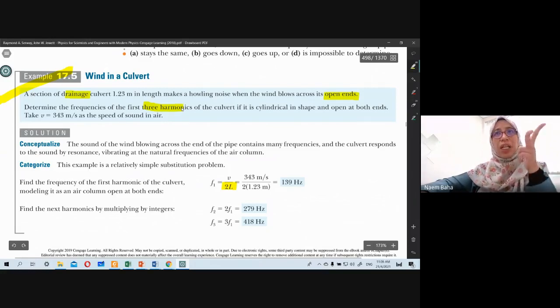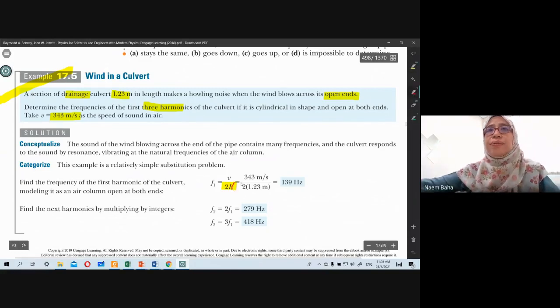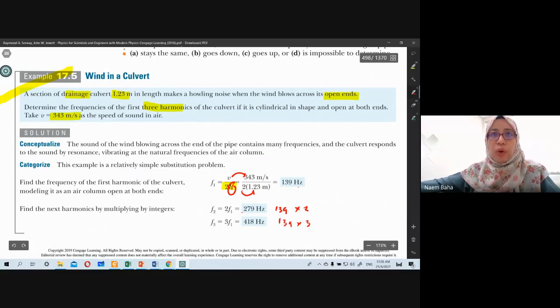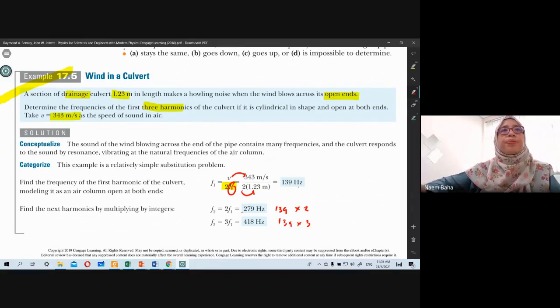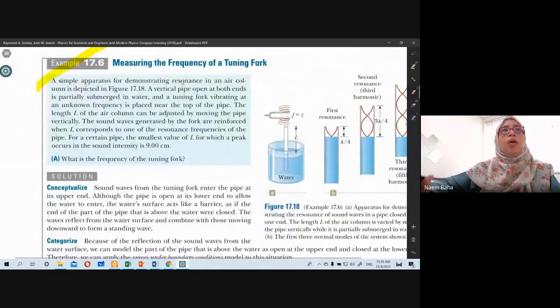So F1, F2, F3. Where the speed of sound V is 343 and the length is just 1.3. Look at how the length is substituted. The speed of sound is 343, giving 139. Now 139 times 2, you're supposed to get 279. 139 times 3, you are going to get 418. Okay, all right. So they are not repeating the expression. Okay, example 17.6.